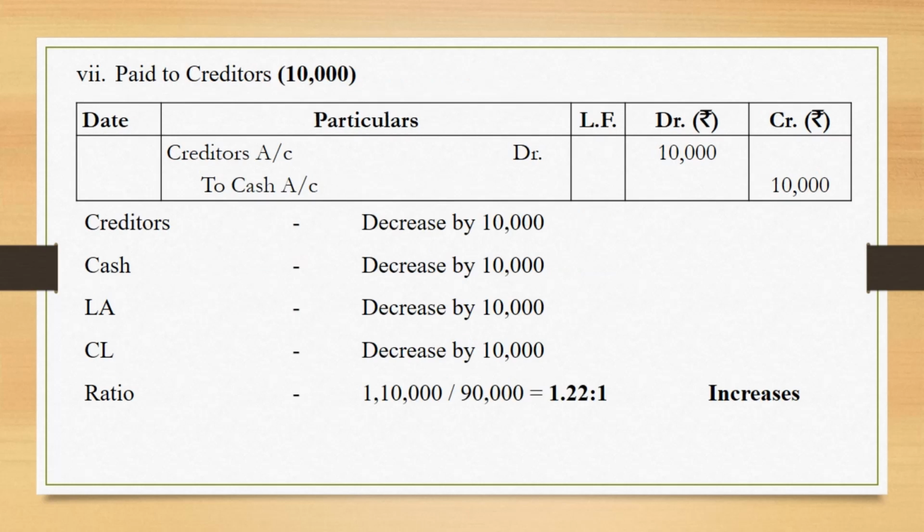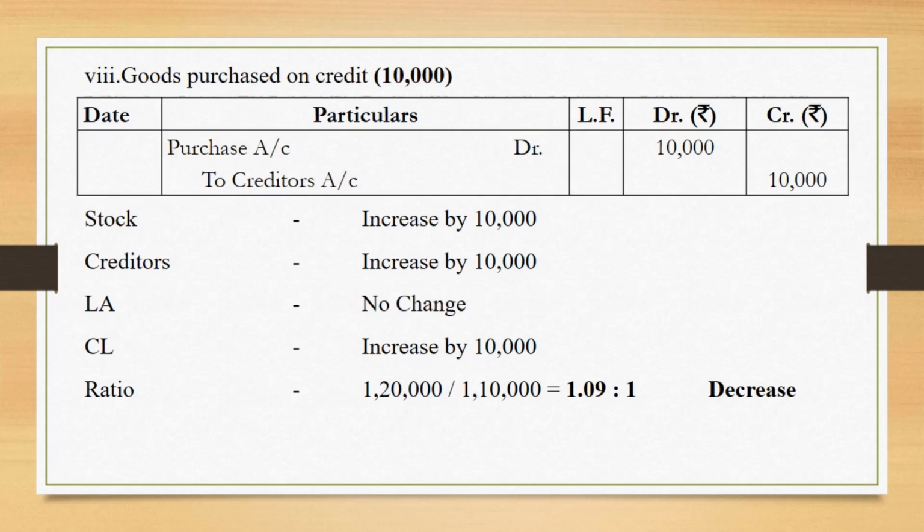Amount paid to creditors now. Yes, the entry is very simple. Creditors account debited to cash account. We know that creditors is a current liability, cash is a liquid asset. So both decrease. Now because both numerator and denominator decrease, the ratio will increase.